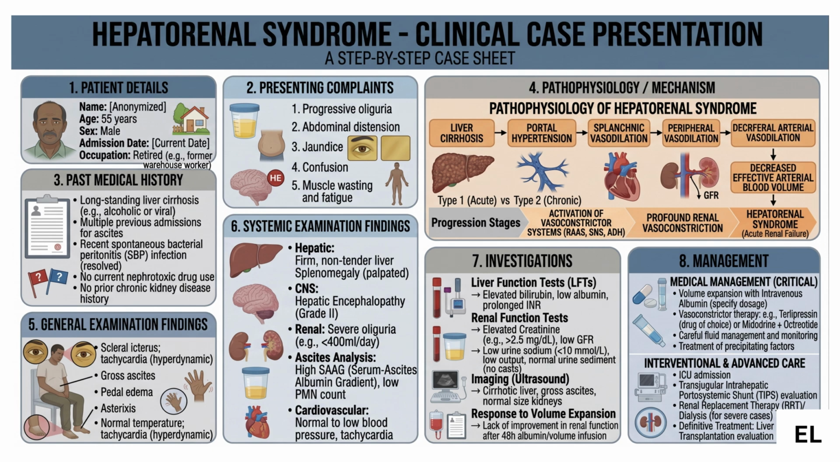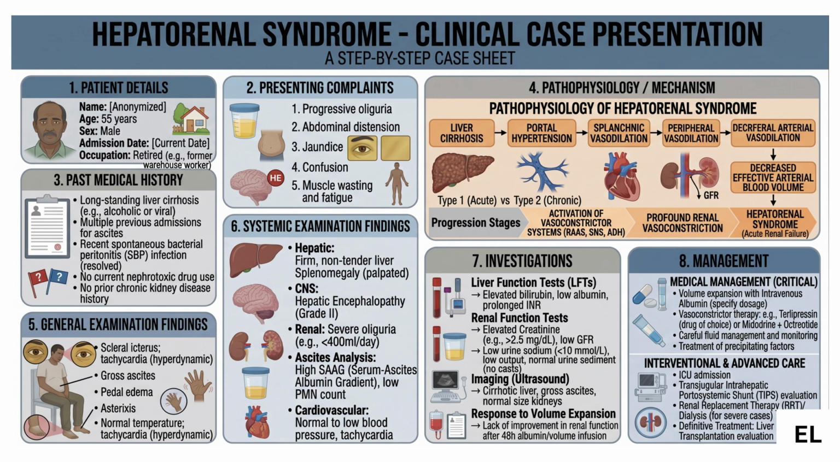Tachycardia may be present because cirrhotic patients often develop a hyperdynamic circulatory state. Blood pressure may be low or borderline because systemic vasodilation reduces effective arterial blood volume despite fluid overload. This paradox of having generalized edema and ascites while simultaneously having reduced effective circulatory volume is central to understanding hepatorenal syndrome.